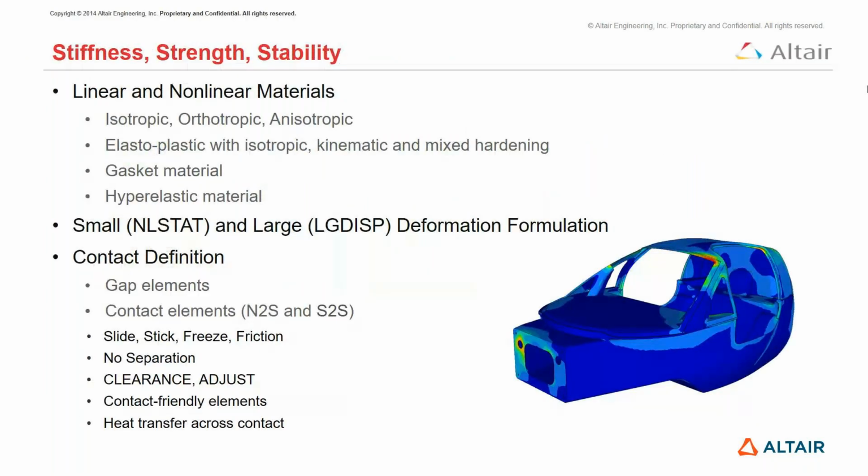So it supports linear and non-linear materials like isotropic, orthotropic, and anisotropic material, elastoplastic material with isotropic and kinematic hardening, and so on. And it supports gasket material as well as hyperelastic material. And you can define small as well as large displacement formulation for nonlinear analysis. Contact definition, you can define different types like gap elements, contact elements, slide, stick, freeze, friction, no separation, and so on.